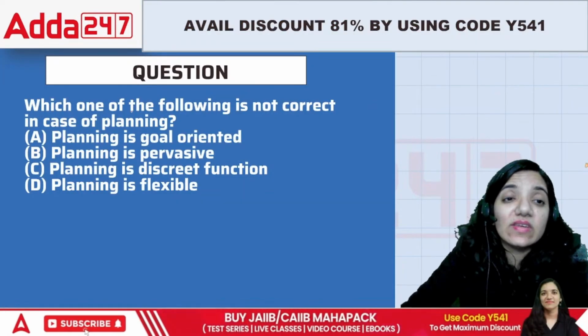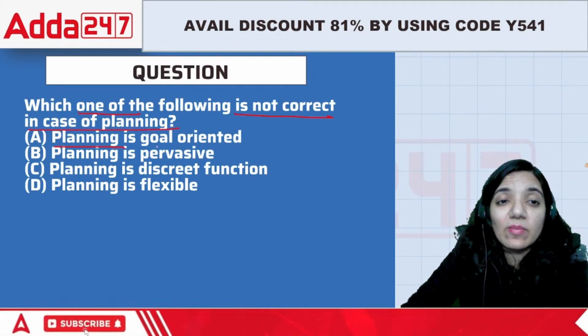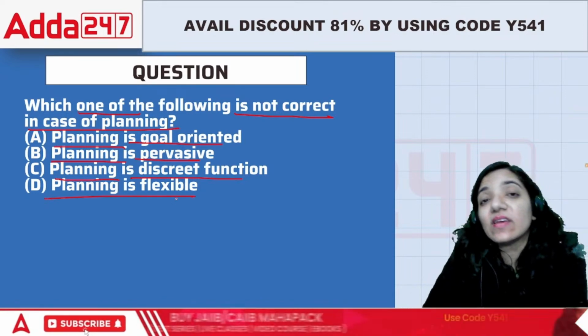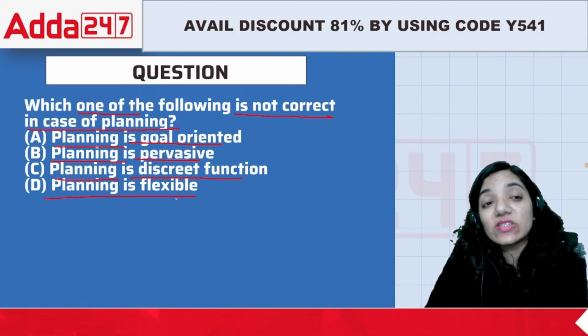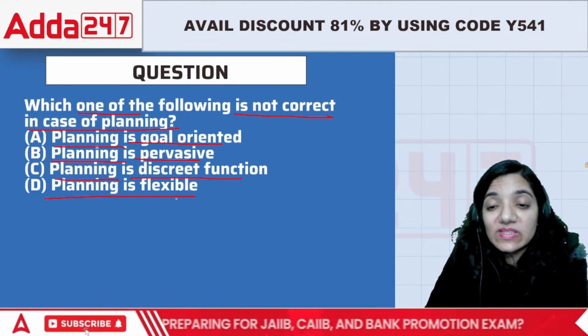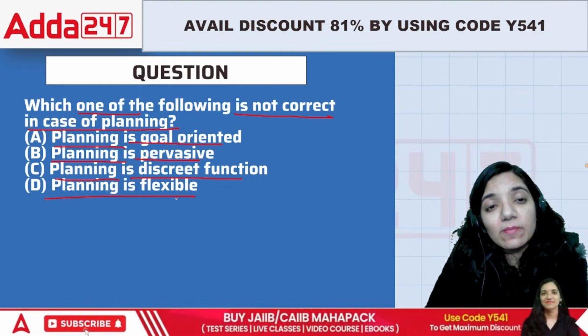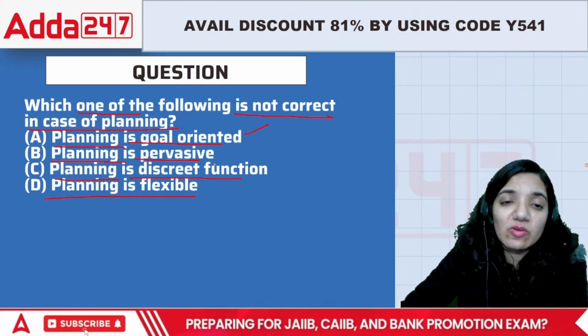Now comes the next question. Which one of the following is not correct in case of planning? Planning is goal-oriented, planning is pervasive, planning is a discrete function, or planning is flexible. If we say which one is not correct in case of planning, it means that planning is goal-oriented, planning is pervasive, required at every level.